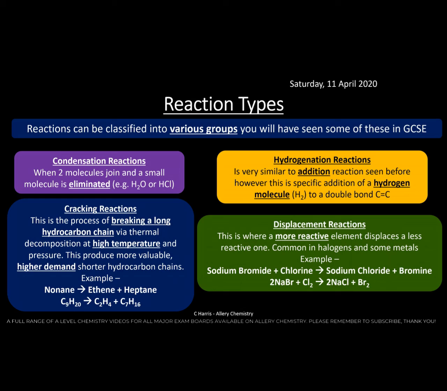And displacement reactions, you've seen them already from group 7, the halogen reactions. This was in video 3, where you've seen halogens. This is where we displace a less reactive element with a more reactive one. A classic example is halogen displacement, so sodium bromide and chlorine, for example. Chlorine's more reactive than bromine, so we get sodium chloride and bromine. We get a displacement, one swaps the other.